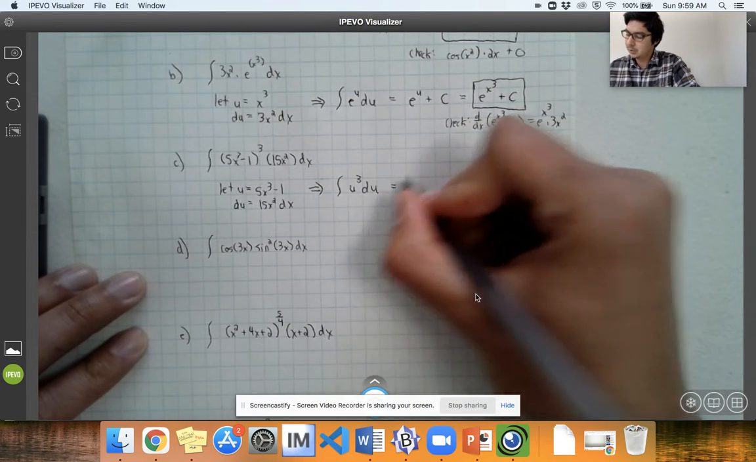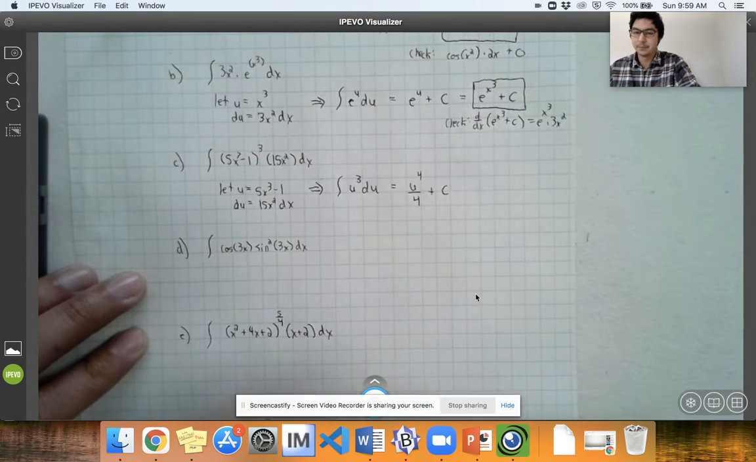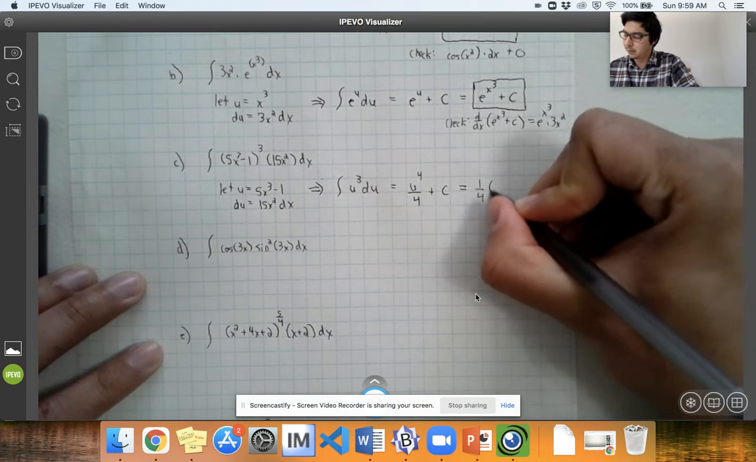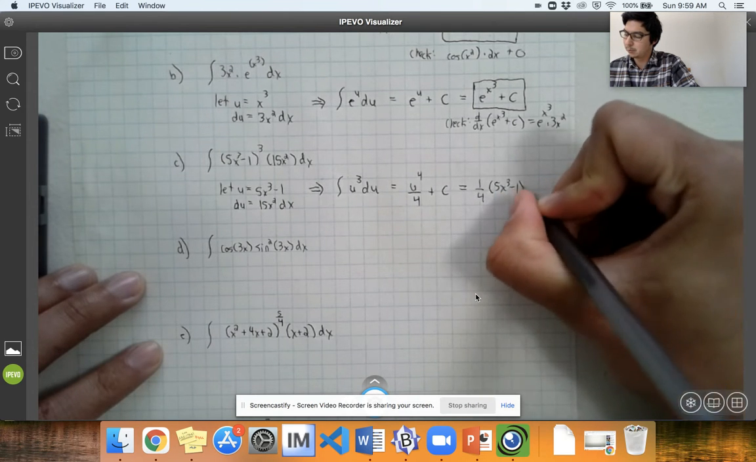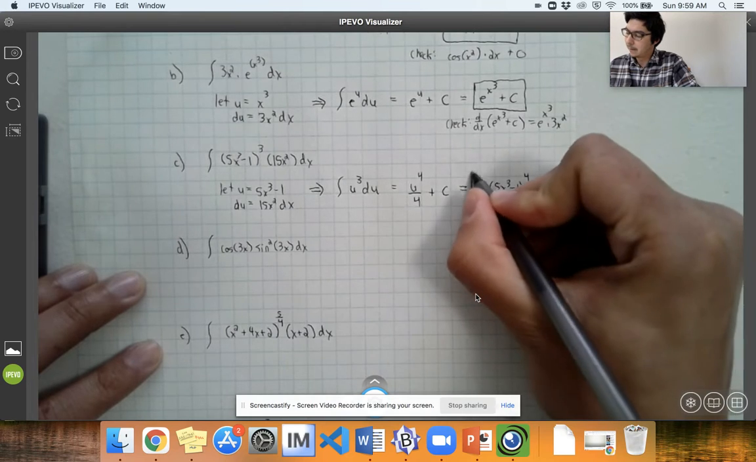And the integral of this, well, that's just u to the fourth over 4 plus c. Replace u now, and what we're going to get is 1/4 (5x to the third minus 1) to the fourth plus c. And there you go. There's the next one.